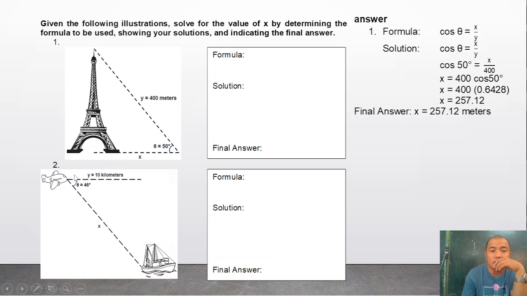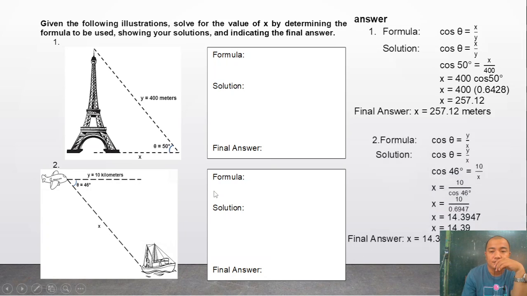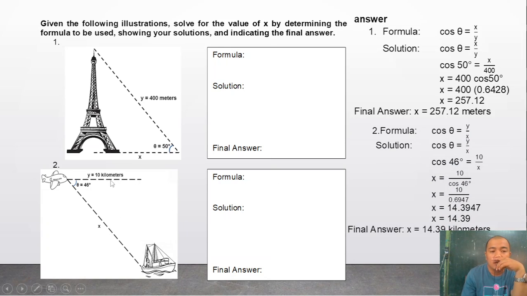For the next one, the angle of depression is 46 degrees. Find the value of x. So again, the sides involved are the opposite, the adjacent side and hypotenuse. So we're going to use cosine. Cosine 46 equals 10 over x. Divide 10 by cosine 46. 14.39 kilometers is the value of x.